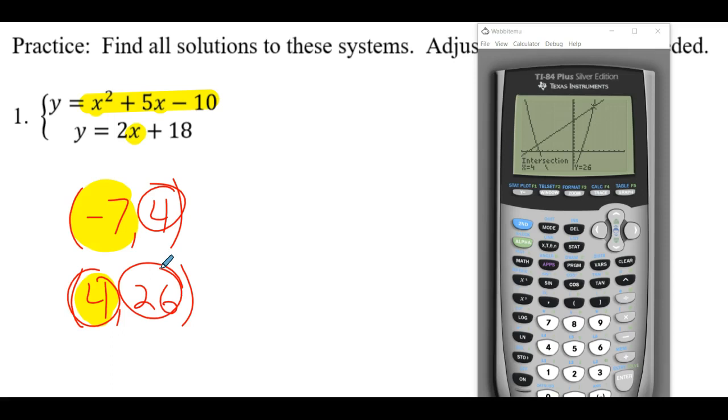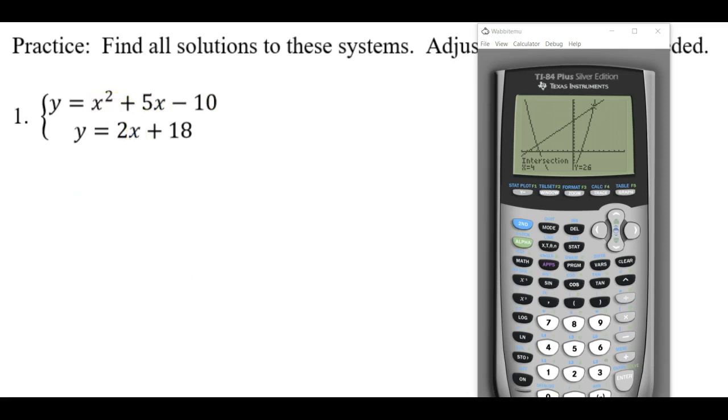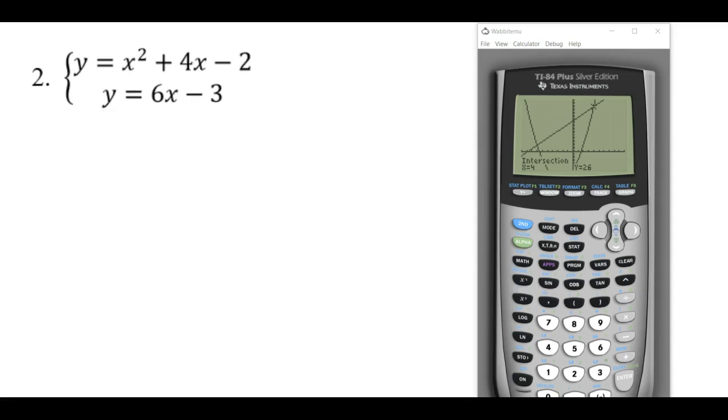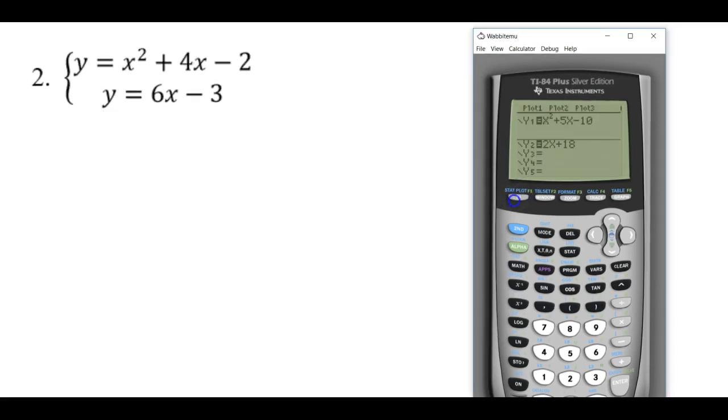It guarantees you're right. And then the last one was super weird. It's really shallow. It's kind of hard to see what's happening. But let's graph these. X squared plus 4x minus 2, and 6x minus 3. I'm going to go back to zoom 6. Okay, now what happened is they're really close to each other, right? You guys see that?